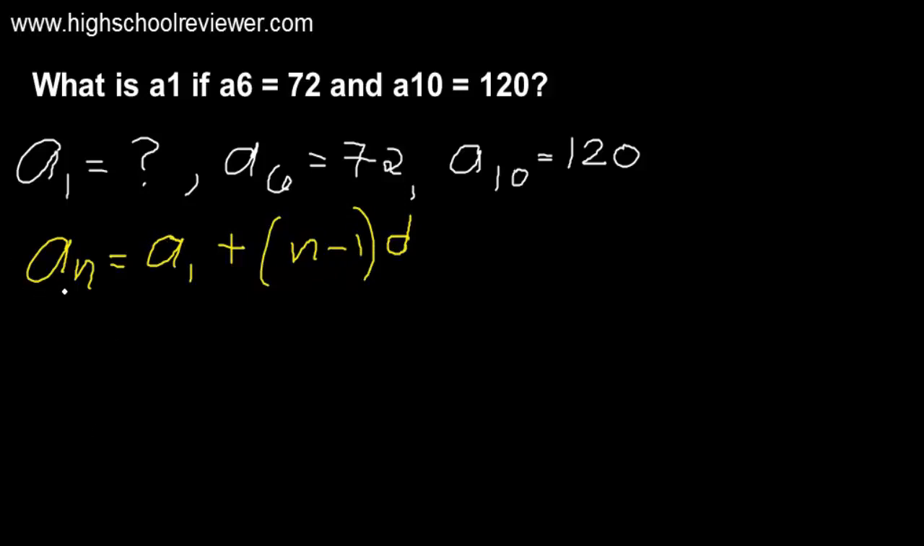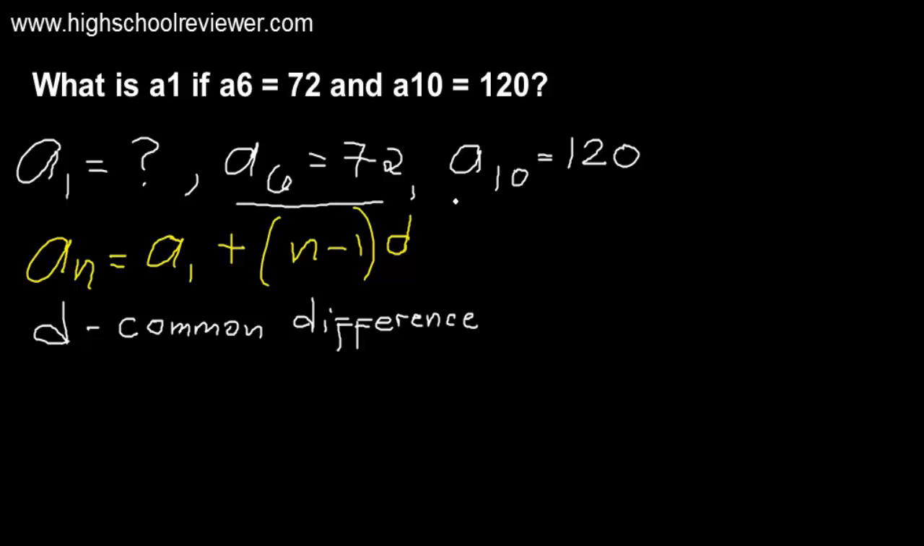So again, our d here, this is the common difference. Now, to find d, we need to have two consecutive terms so that we can subtract them. But since in our given we do not have two consecutive terms, what we are going to do is use the equation for a sub 6 and a sub 10.